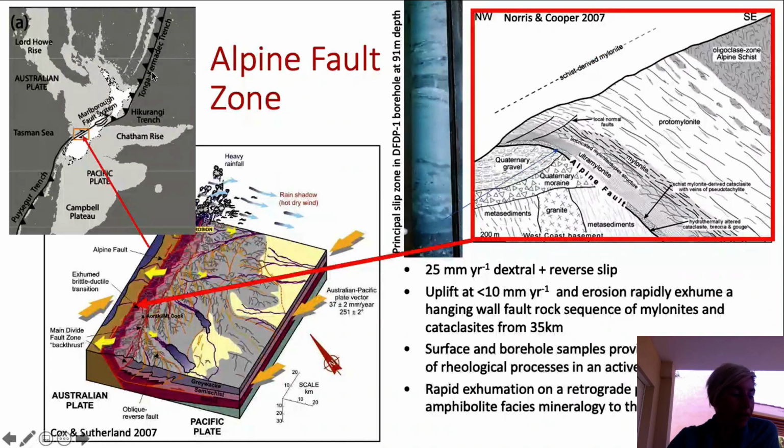So that will be the first thing, but firstly, before all of that, the Alpine fault zone in New Zealand, for those unfamiliar with it, is the tectonic plate boundary between the Pacific and the Australian plates as it transects the South Island of New Zealand. And it's a transgressional dextral reverse fault zone. It presently accommodates slip at 25 millimeters per year dextral, and reverse slip that accomplishes uplift of the hanging wall at up to 10 millimeters per year.